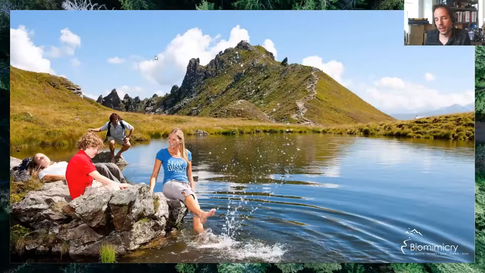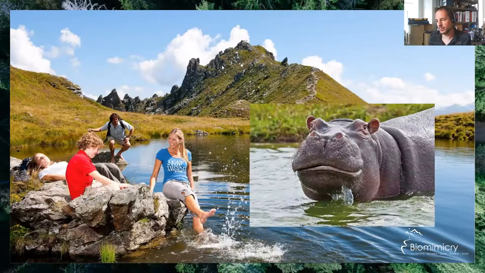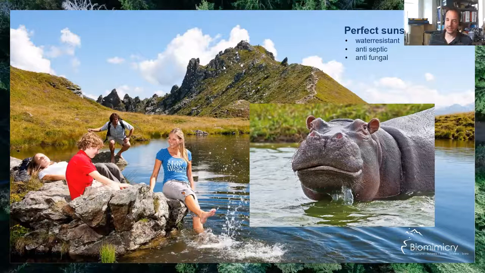Imagine yourself on a sunny day walking out in the mountains on a hike, just hanging out in the sun and enjoying yourself. Then you probably wouldn't think of a hippopotamus. But it turns out that the sweat of a hippo is the perfect sunscreen. It's UVA and UVB resistant. It's, of course, water resistant. It's antiseptic, antifungal, and even insect repellent. So what a perfect sunblock that would be?